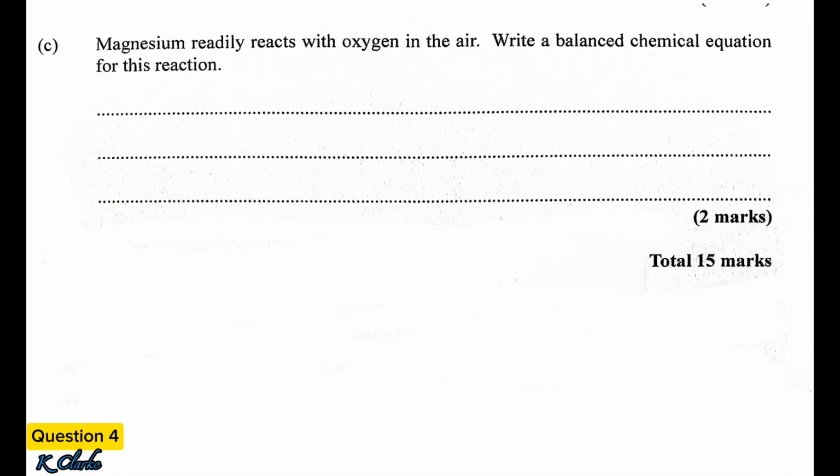C. Magnesium readily reacts with oxygen in the air. Write a balanced chemical equation for this reaction. Magnesium, Mg solid, plus oxygen, O2 gas, produce magnesium oxide, MgO solid. You are required to write the state symbols.